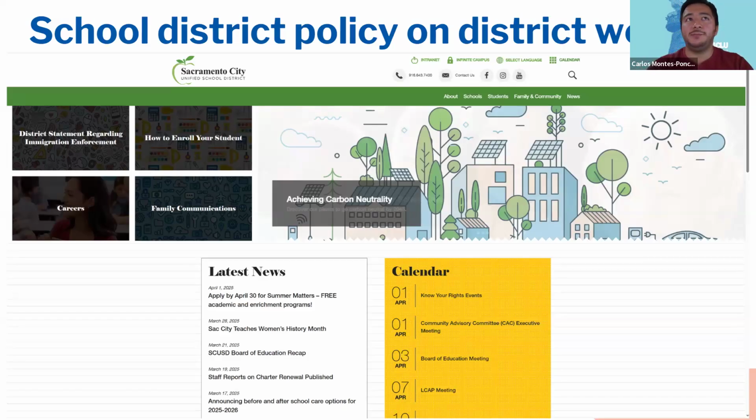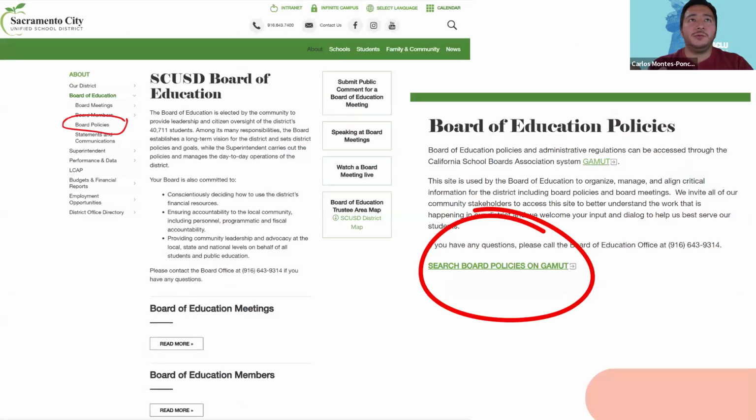But in this particular example for Sac Unified School District, we would first go to the section that says about, which is located on our upper right section. And next slide, please. And after we click on that section which says about, it'll take us to this landing page, which is the Board of Education. So on that, you would click on your left side where it says board policies, and that would take you to this other landing page.